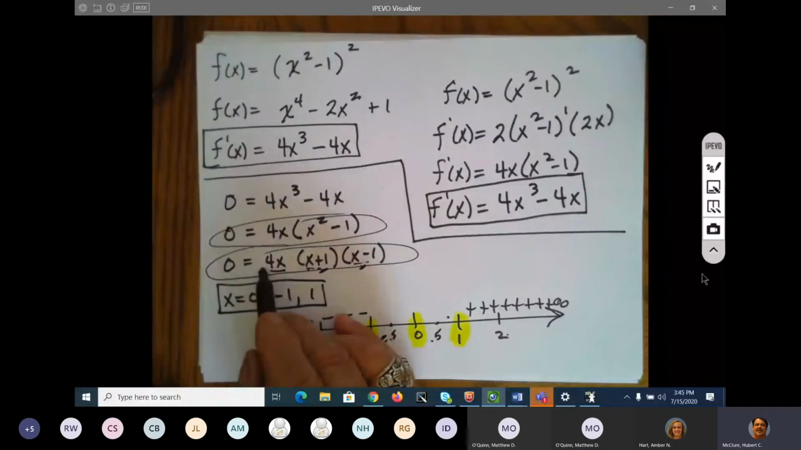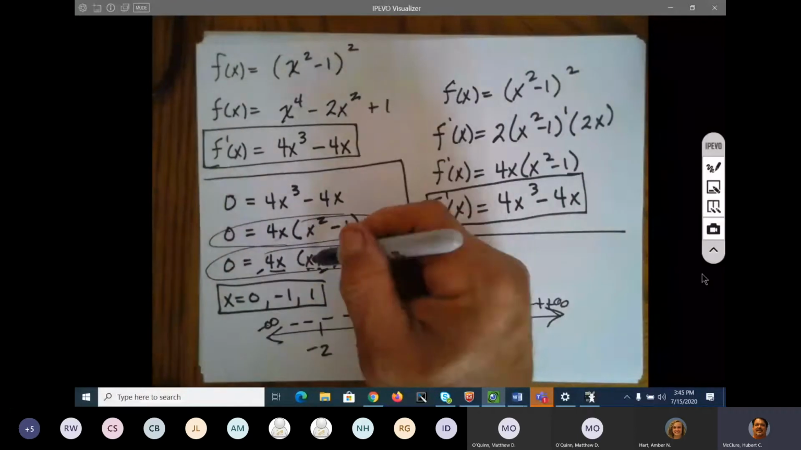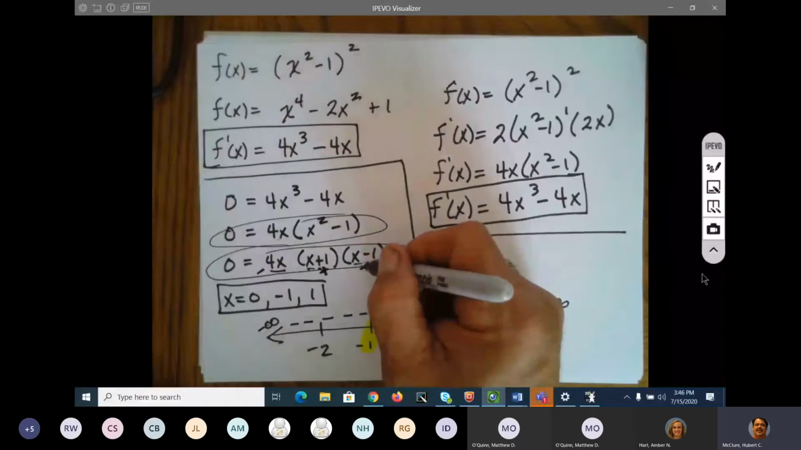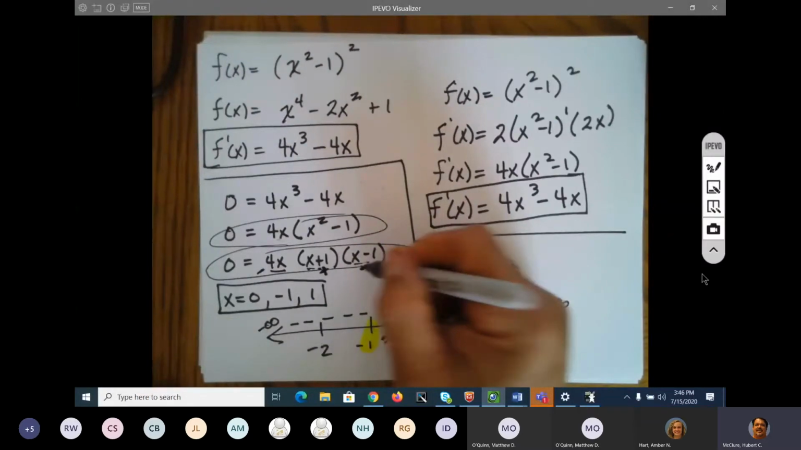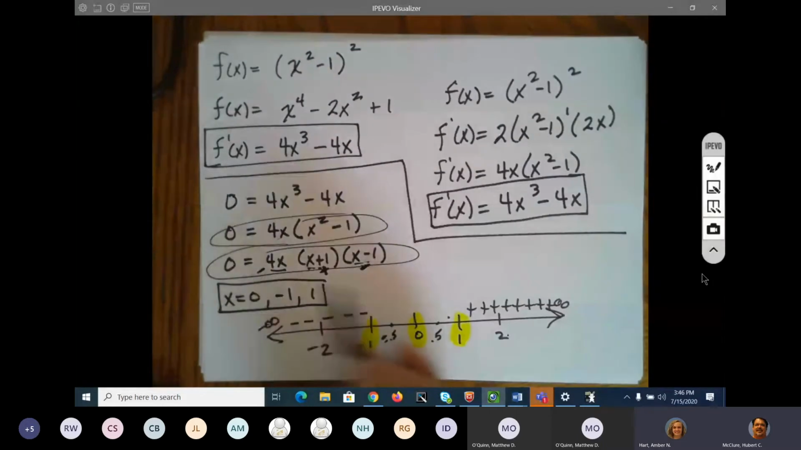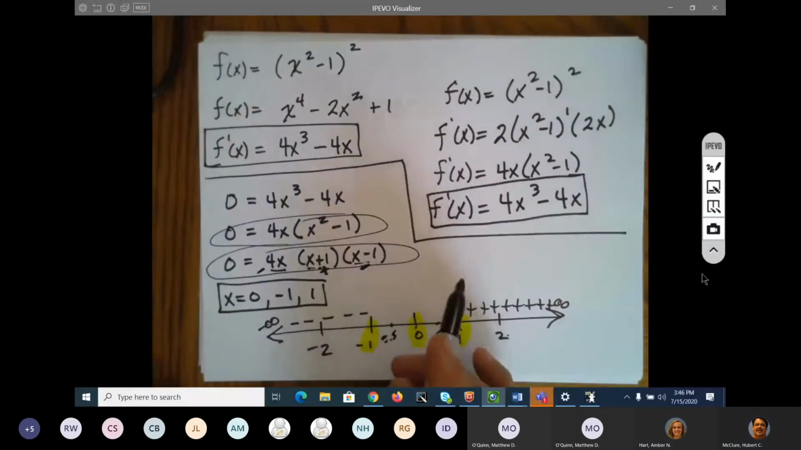If I plug in a negative 0.5, I'm going to get a positive. If I plug in a negative 0.5, I'm going to get a negative. Negative times a negative is a positive. Positive times a positive is what? Positive. So those are positive.